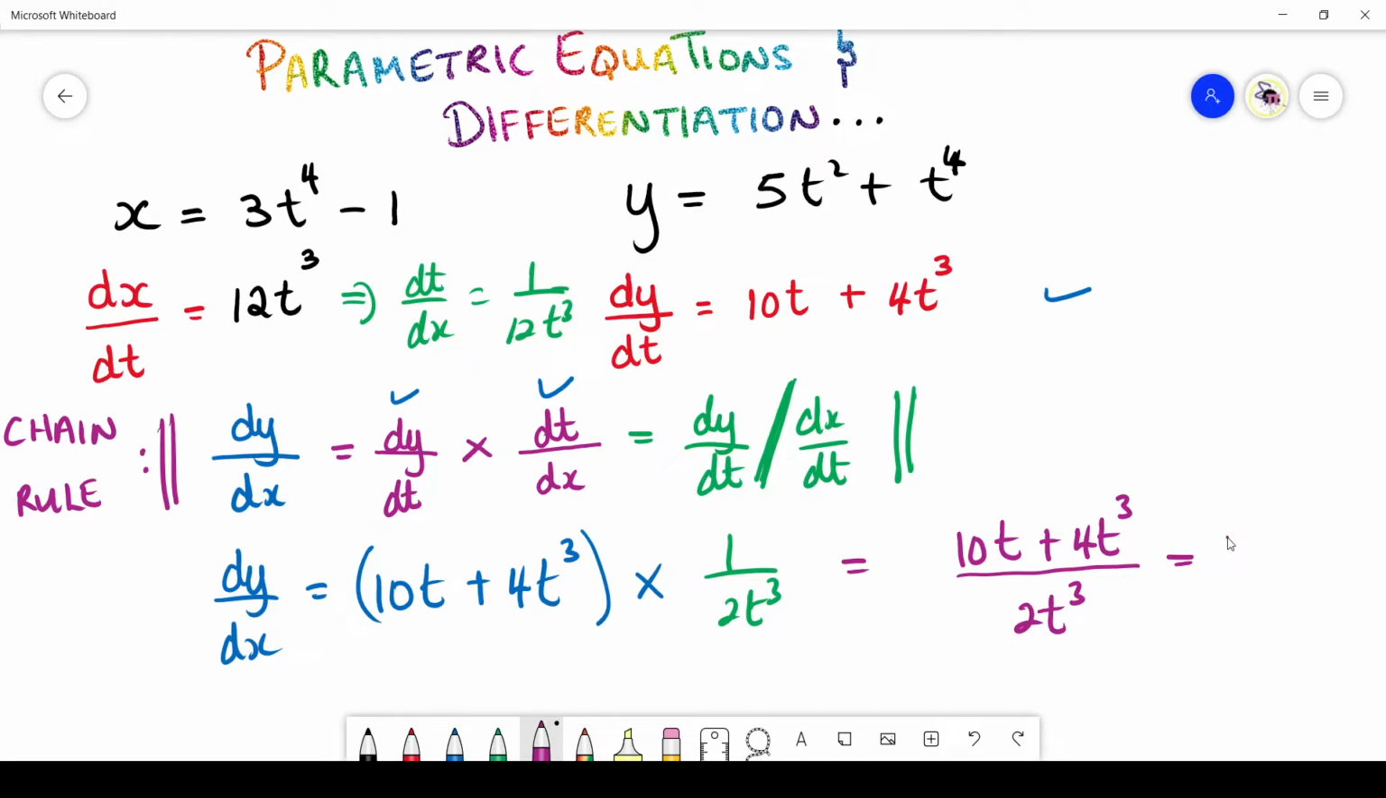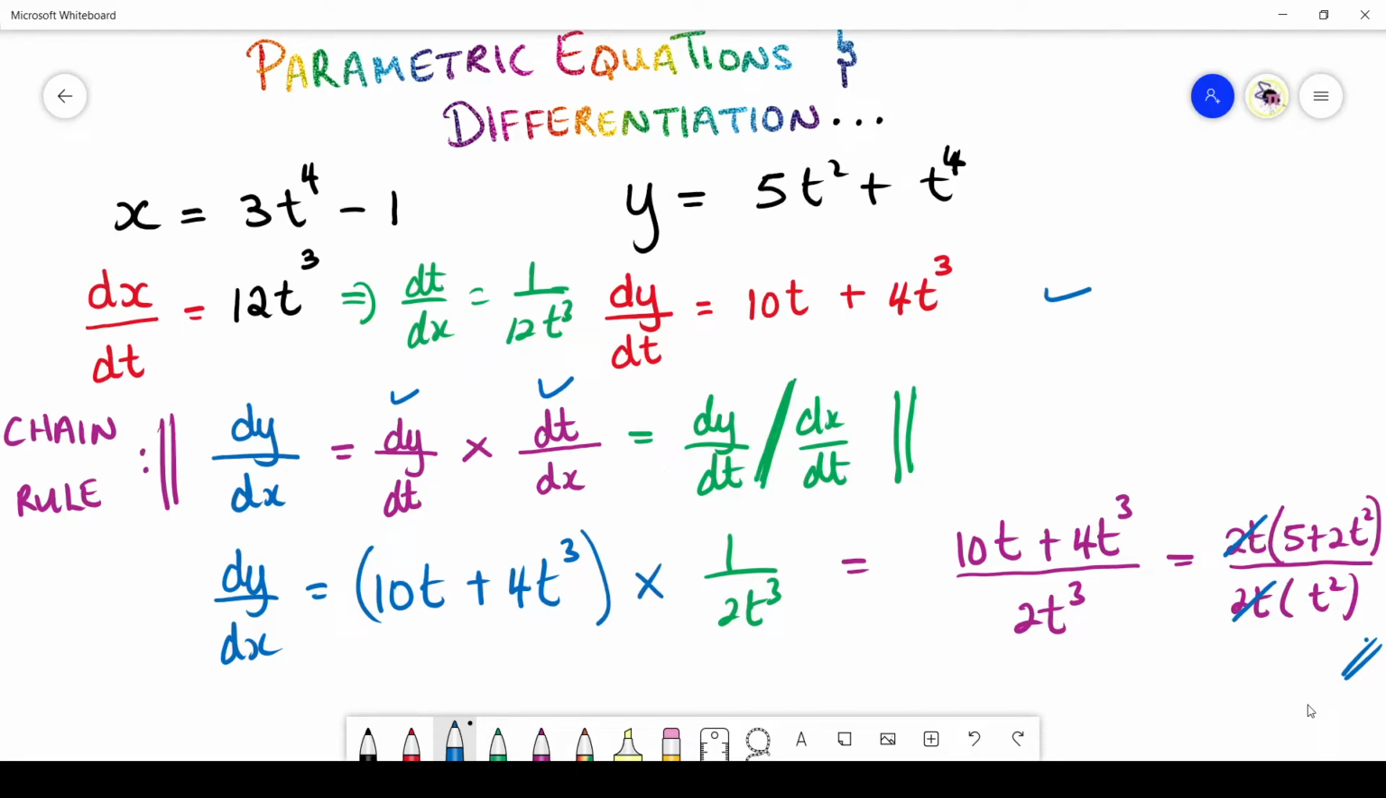On top, I'm going to factor out 2t. That will leave me with 5 plus 2t squared. On the denominator, if I factor out 2t, I will just end up with t squared. Continuing, it's just a simple matter of cancelling those commonalities, and there you have it. That's your final answer. So dy/dx was found to have a value of 5 plus 2t squared all over t squared.